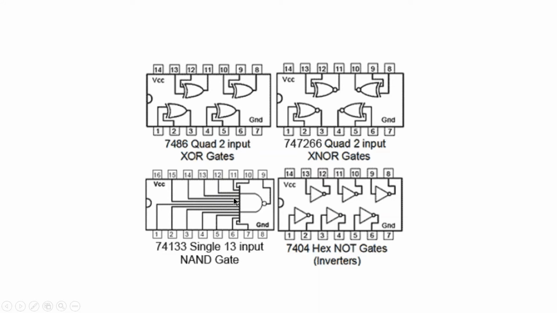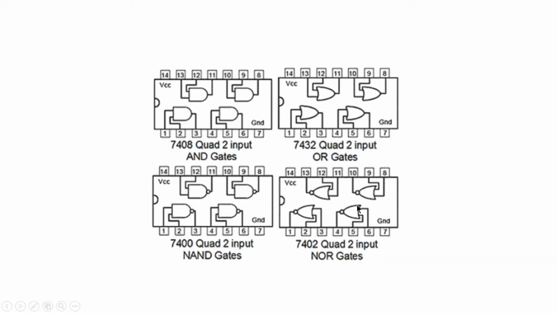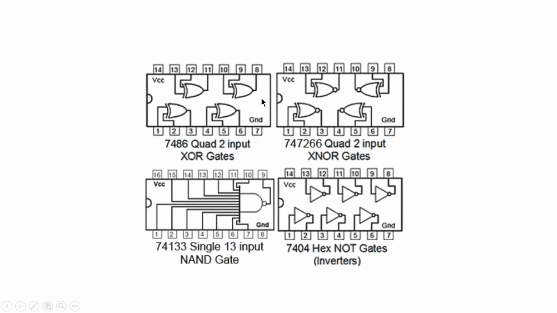But the important thing is that for the NOT gate it is one input and one output, so there are 6 gates inside a NOT gate IC. And the thing you should remember is that the direction of the NOR gate is opposite from the other gates. So this is the internal diagram for each and every IC that we will use.